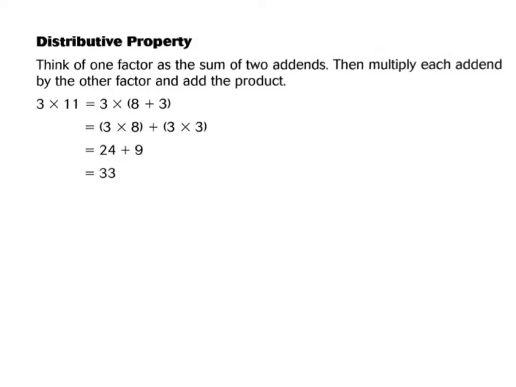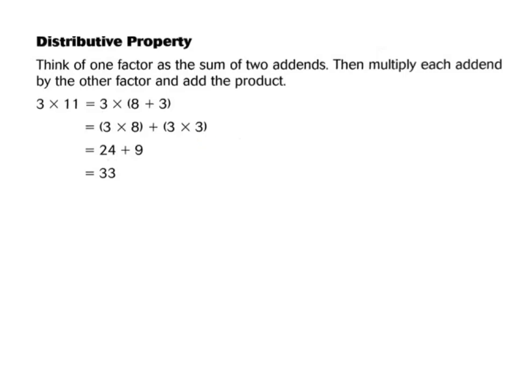The definition says, think of one of the factors as the sum of 2 addends. Then multiply each addend by the other factor and add the products. This means to think of the number 11 here, this is a factor, as the sum of 2 addends. 8 plus 3. 8 is an addend and 3 is an addend. And then multiply the other factor by both addends. So here you'll see that the 3 is multiplied by 8, and then that same 3 is multiplied by 3.